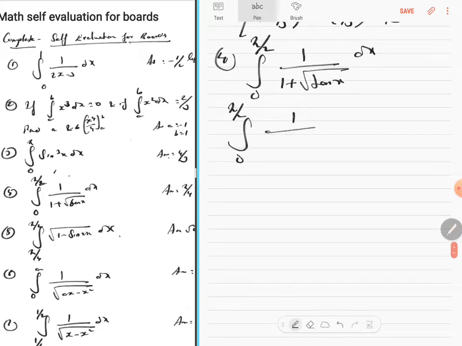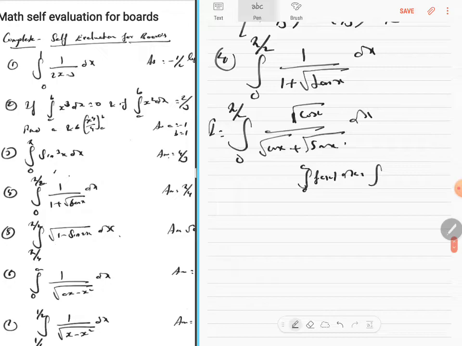0 to pi by 2, 1 by... if you write it as root sin x by root cos x, the root cos x will go up and you will have a root cos x plus root sin x into dx. And when you apply the property, the integral from 0 to a of f of x dx can be written as 0 to a of f of a minus x dx.